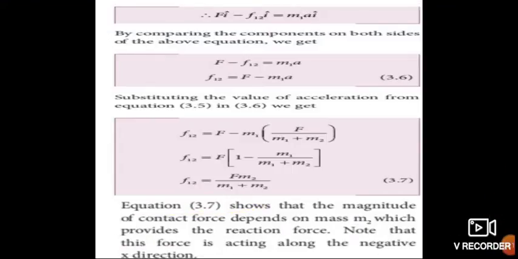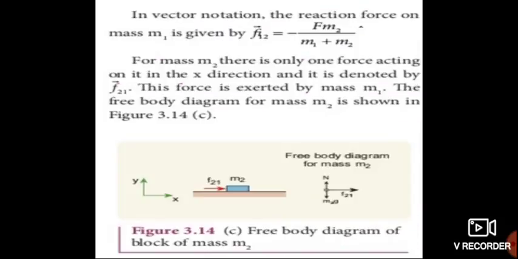From equation 3.7, the magnitude of the contact force depends on mass m2. The magnitude of the contact force F12 depends on mass m2, which provides the reaction force. Note that this force is acting along the negative x direction. In vector notation, the reaction force on mass m1 is given by F12 vector is equal to minus F m2 divided by m1 plus m2. Here the negative sign indicates it is acting opposite to the x-axis.